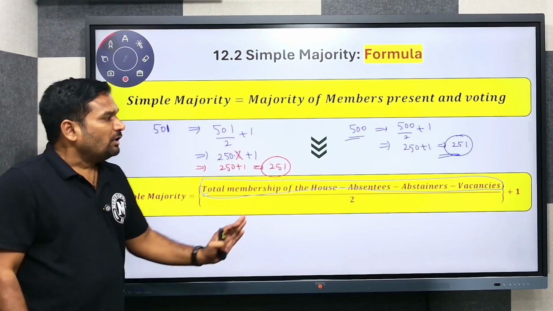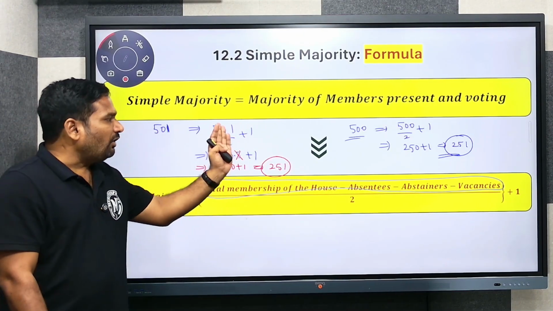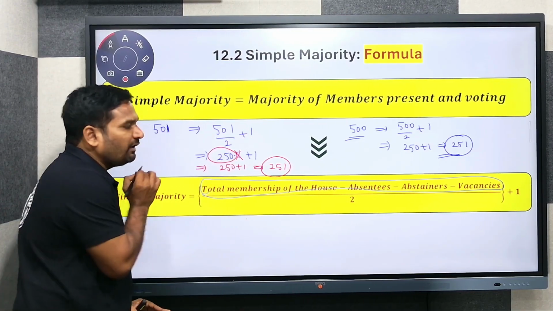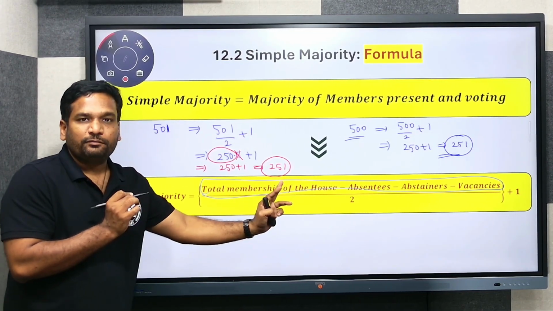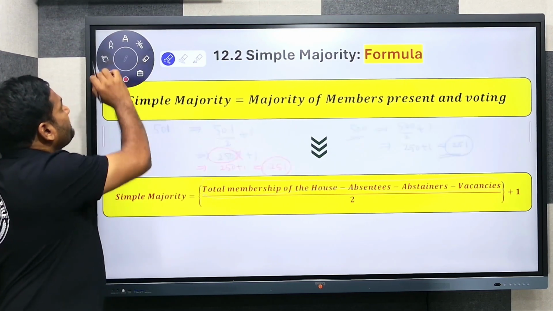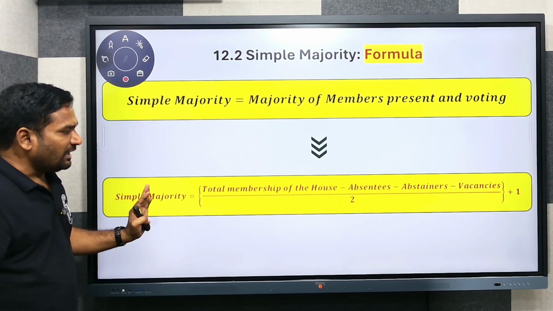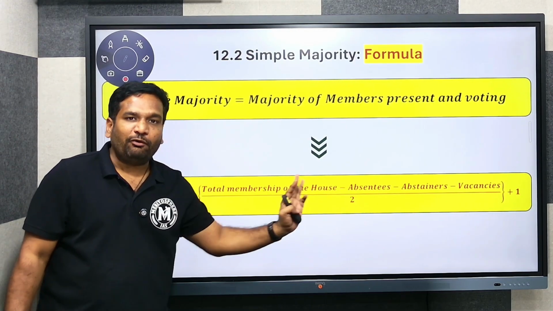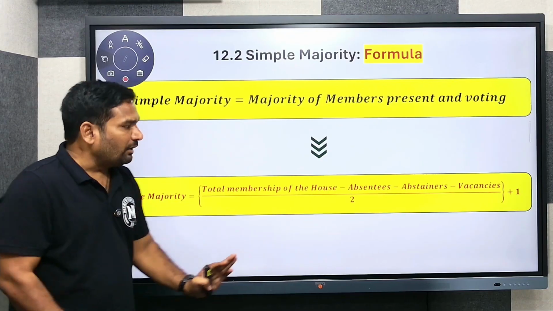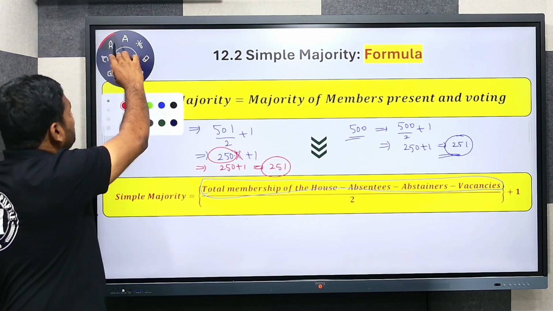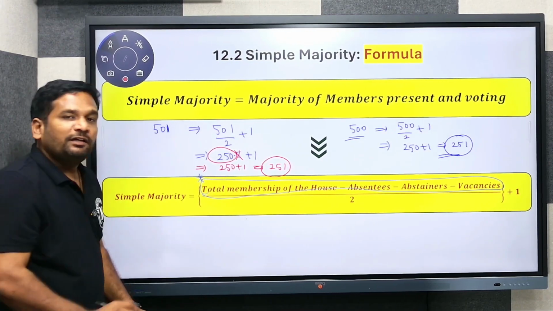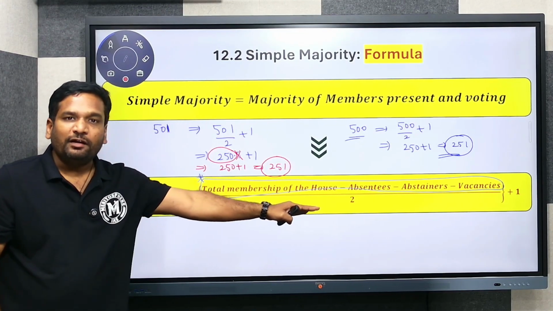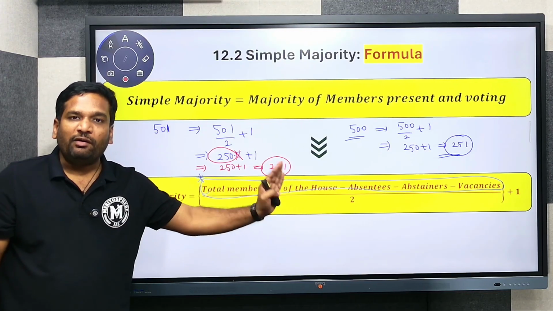Got my point? Whenever there is a decimal value as a result of this division, we have to neglect the decimal value and take only the whole number, that is 250 here. 250 plus 1, 251. Right. So the simple majority formula is nothing but we divide the members present and voting by 2 plus 1. Whatever the numerator value here, that indicates members present and voting. So we have to take half of that value and add 1.